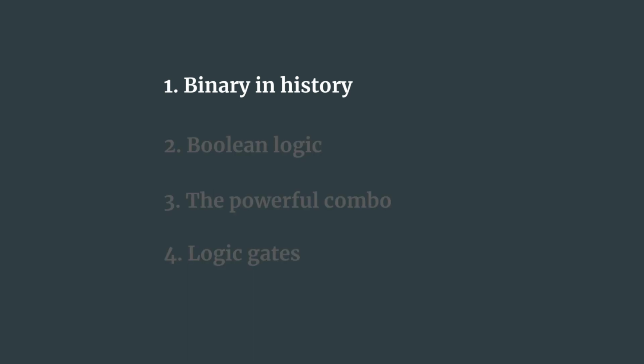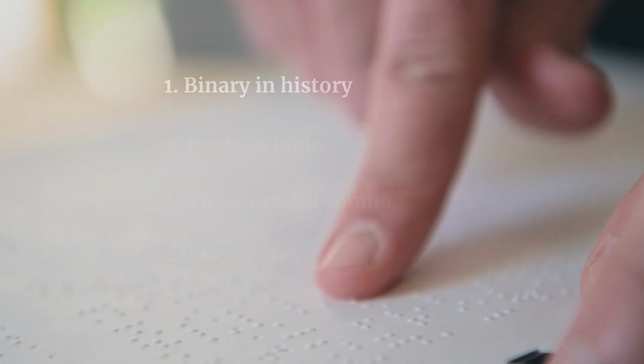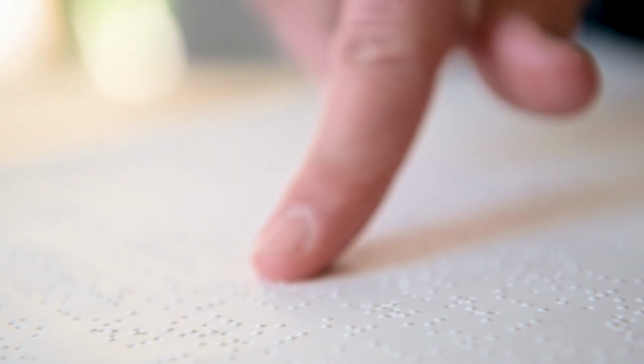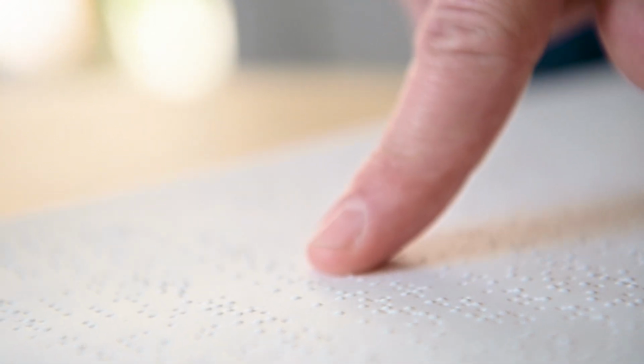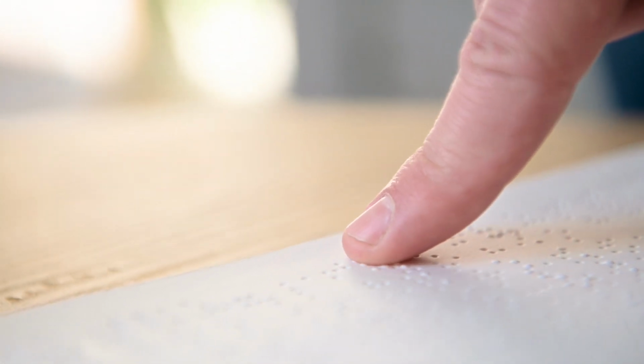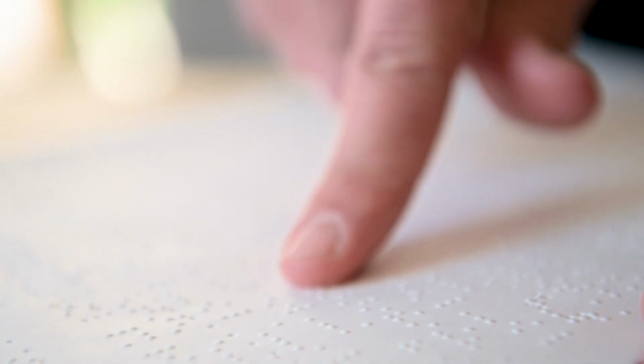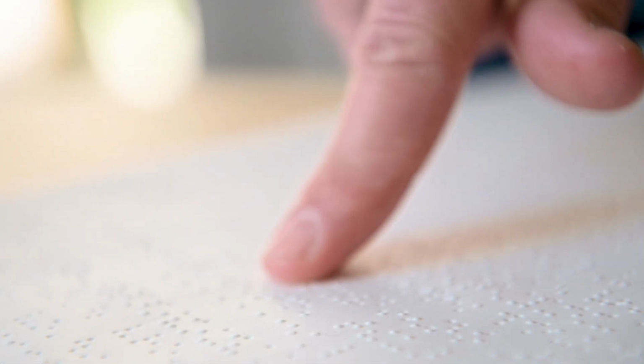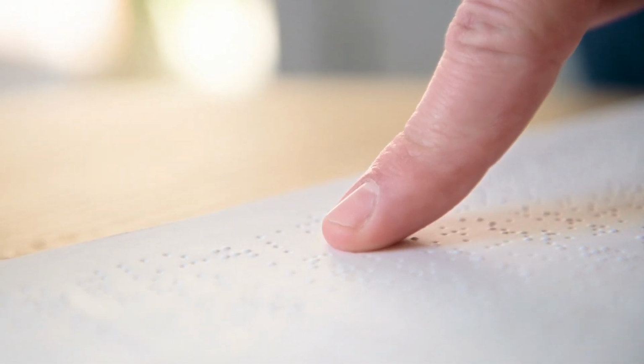Let's start with binary in history. The binary form has been used as a way to convey information for a long time. Back in the 1820s, Louis Braille developed the Braille code based on the French alphabet as an improvement on night writing.